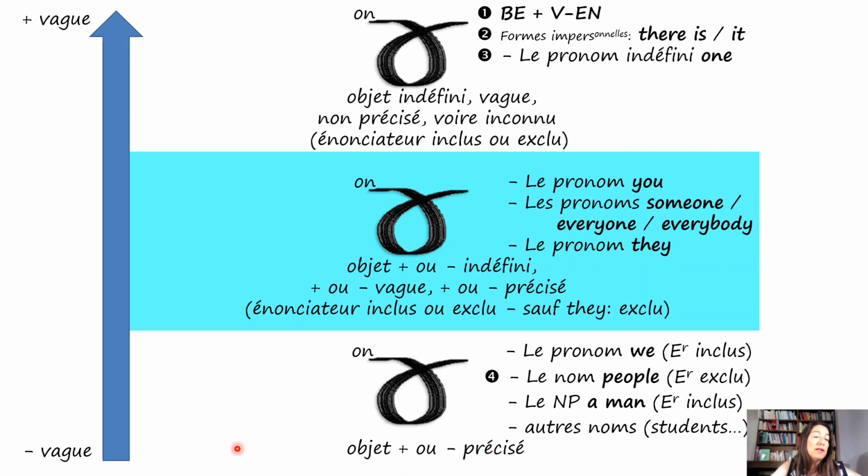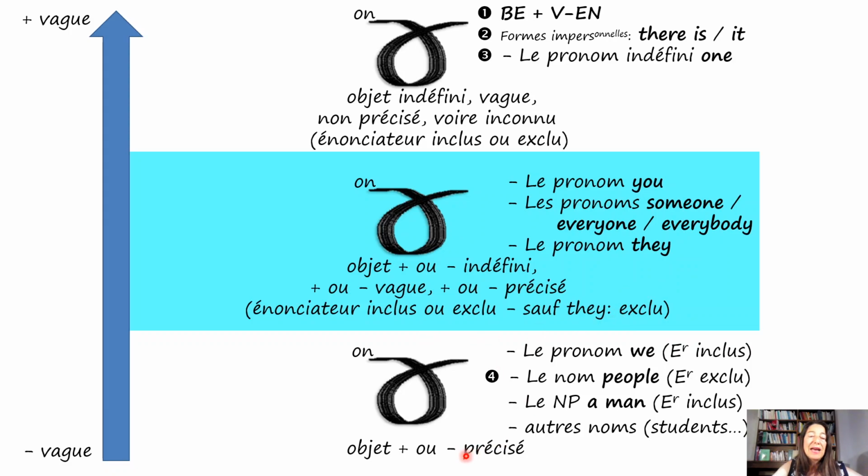And at the bottom are the ones with the lesser degree of vagueness, indefiniteness. And at the top here are the cases in which on has a really important degree of vagueness. It refers to an object that is really very vague, very indefinite. So to conclude, four main ways to translate the pronoun on: the passive voice, impersonal forms, and pronouns is number three. So one, which is very formal, you, which is informal and less indefinite. And then a series of pronouns, someone, no one, anyone, and so on. And the pronoun they, which is very similar to the French and from which the speaker is excluded.